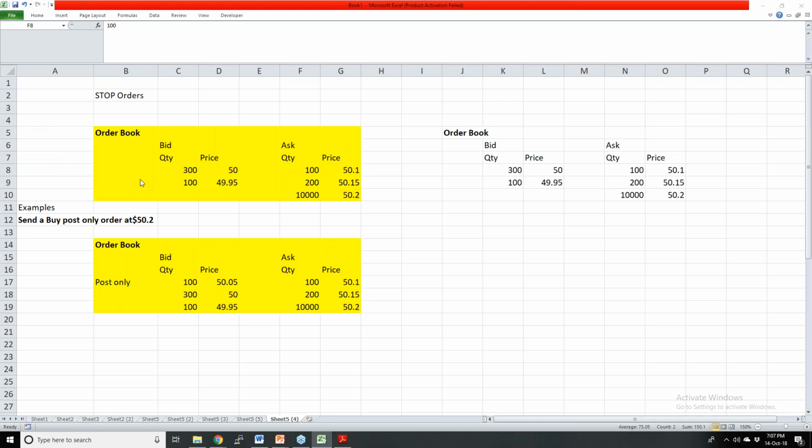In this example, how is a post only order at 50.2 different from a limit order at 50.05? It is not different in this example. But you can see the benefit of a post only order. Between the time you send an order, the best bid and the best ask can change. So the only benefit that you get with a post only order is that it won't get immediately executed. But in this example, there's no difference between a limit order at 50.05 and a post only order at 50.2.